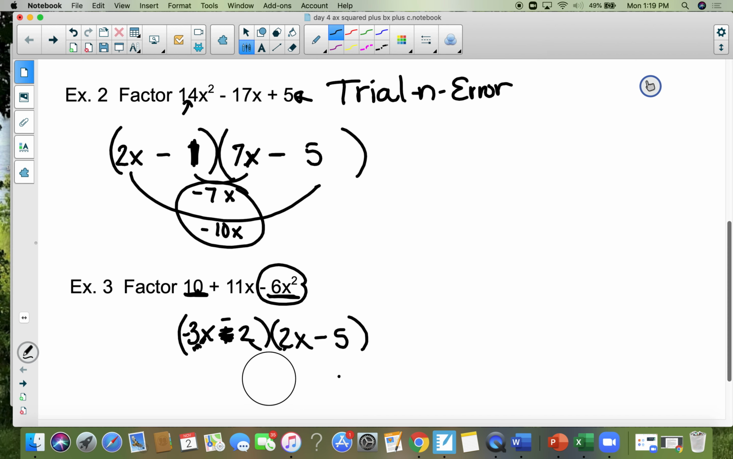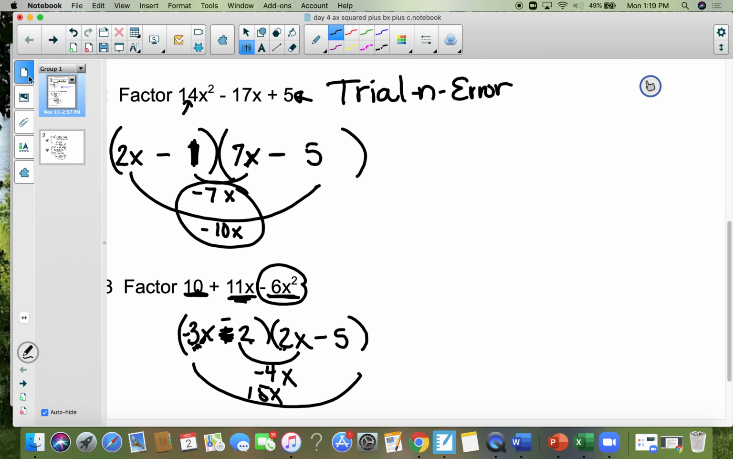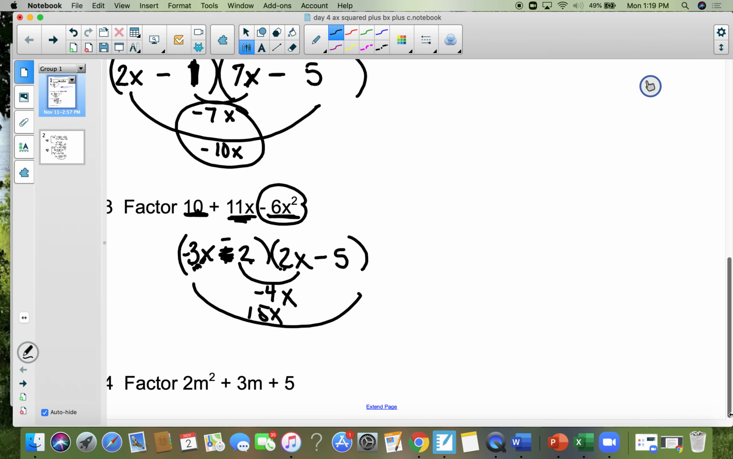See how I'm just trial and erroring and I just keep erasing? So a negative 3x times 2x gives us a negative 6x squared, and a negative 2 times a negative 5 gives us 10. But what about the middle term? Well, you get a negative 4x for this one, and a positive 15x for this one, which adds up to 11x, so I got the right combination. It's kind of like a little puzzle that you're trying to come up with. And I think there's one more on here, and we're done. Last one.